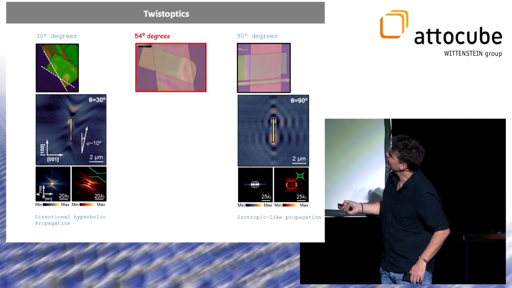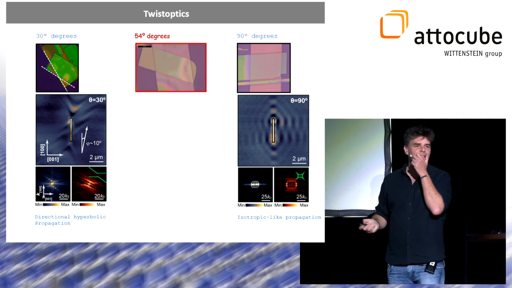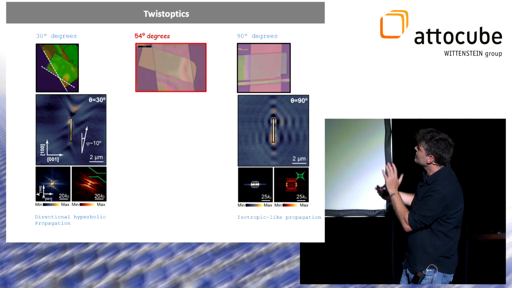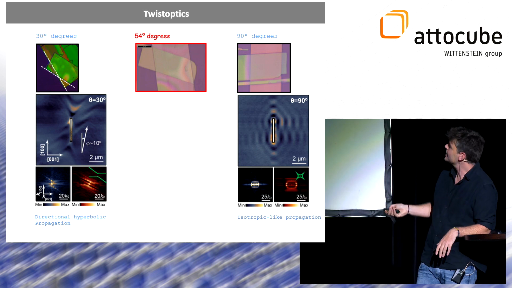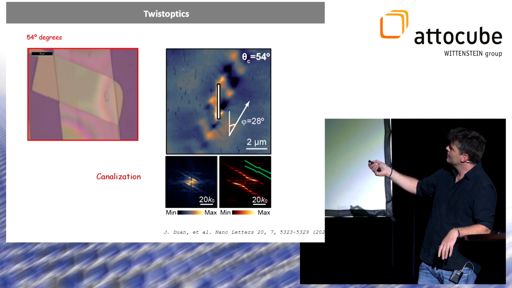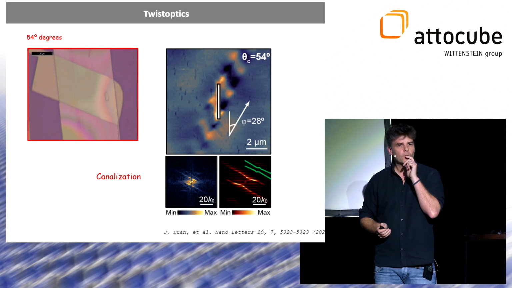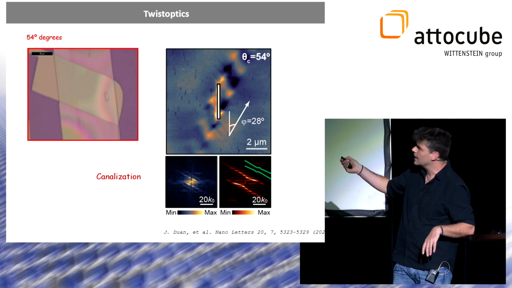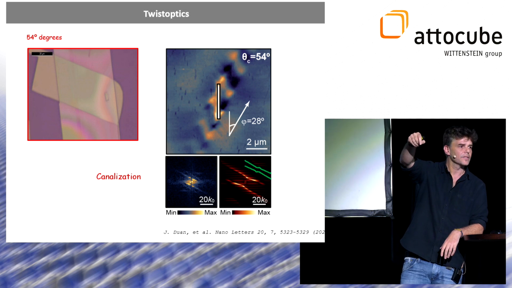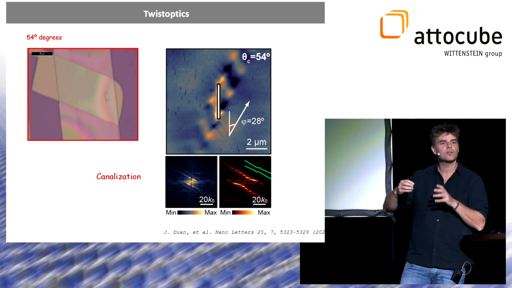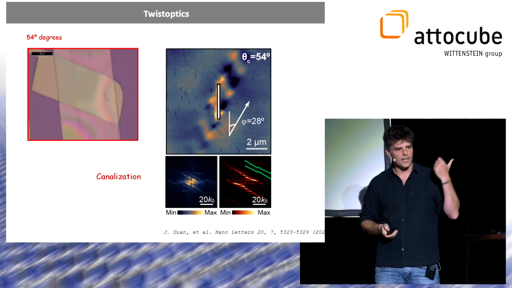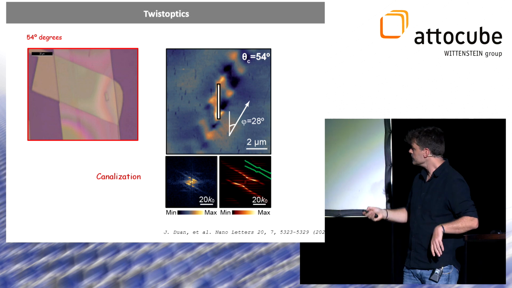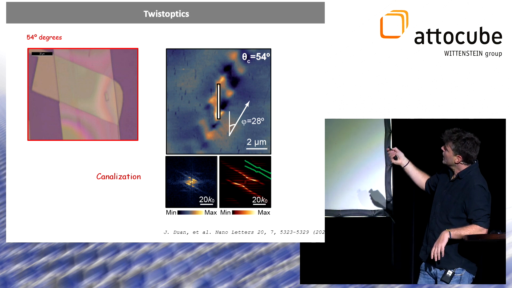So what happened in the middle? 54 degrees. And why 54? We tried many, and now I show you the one that was nice. We saw this. And look, what we have done here was fabricate an antenna and use the tip just to probe the fields, because we wanted to see the propagation. We don't want to launch and see the reflection. That's why I did the introduction as well. Therefore, we have this canalization.